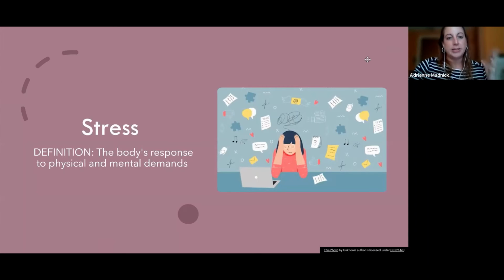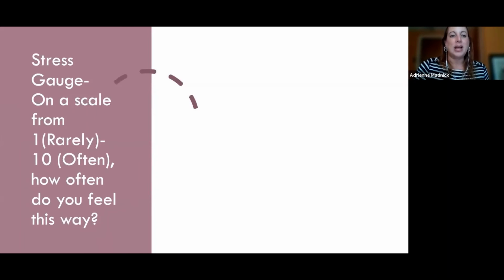So think about stress. The official definition of stress is the body's response to physical and mental demands. And so again, take your pencils and paper. I want you guys to, on a scale of 1 to 10, so this is our activity for today, stress gauge. So on a scale from 1, meaning rarely, to 10, meaning often, how often do you feel this way?